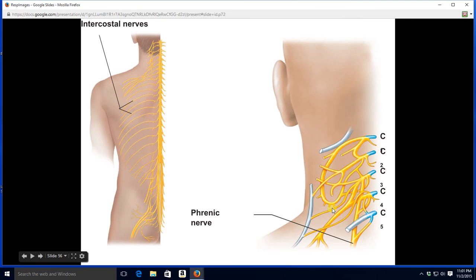Okay, the nerves to the external intercostal muscles, of course, are the intercostal nerves. The nerve to the diaphragm, of course, is the phrenic nerve. Notice how high up the phrenic nerve comes out of the cervical spinal cord. Here's the good thing to remember. If you're going to break your neck, break it below C5. Okay? Below C5. That way you'll still be able to breathe on your own.